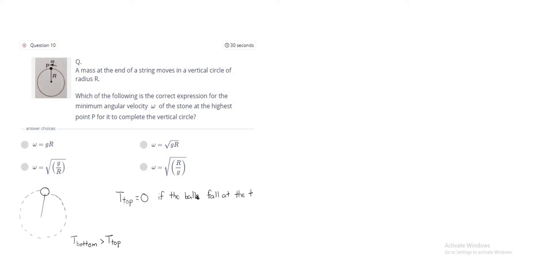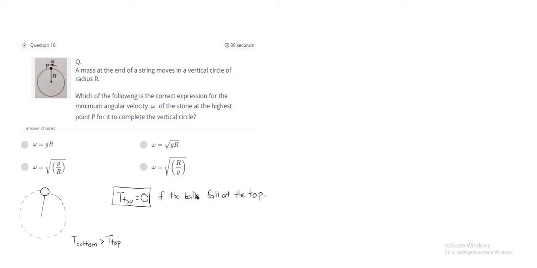We ask for the minimum angular speed, which is the minimum angular velocity you need so that the ball almost wants to fall but does not fall, and then gets over a complete circle. In that case, we will use this particular condition. When T top is equal to 0, what is the minimum angular velocity?